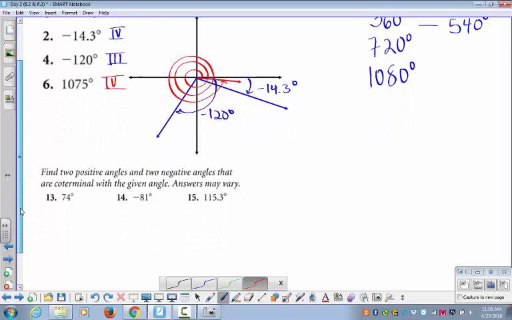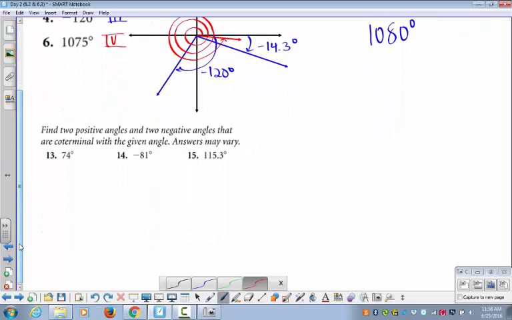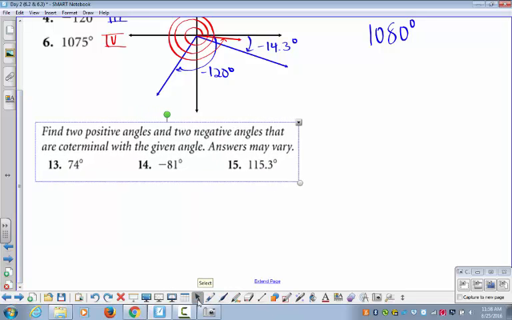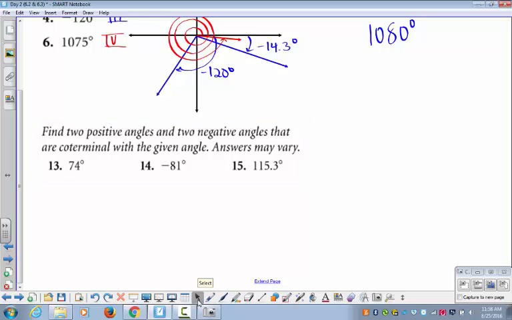Okay, so let's do an extension of that idea. So here it says find 2 positive and 2 negative angles that are coterminal. Coterminal means they share a terminal ray. They have the same terminal ray with the given angle. Answers may vary, of course, because there's an infinite number of positive coterminals and an infinite number of negative coterminals. Most of us are going to go to the subsequent ones instead of adding 1080 every time. That sounds like a pain.